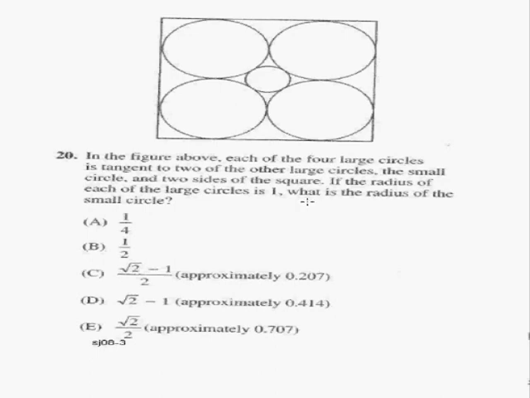In the figure above, each of the four large circles is tangent to two of the other large circles, the small circle and two sides of the square. If the radius of each of the large circles is 1, what is the radius of the small circle?